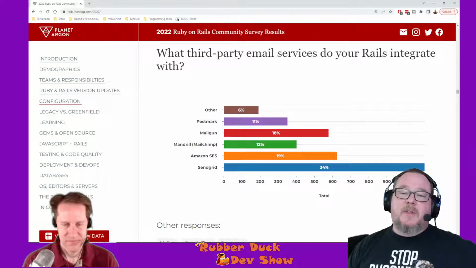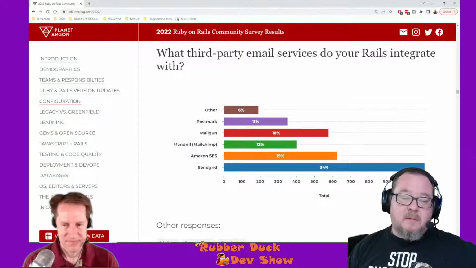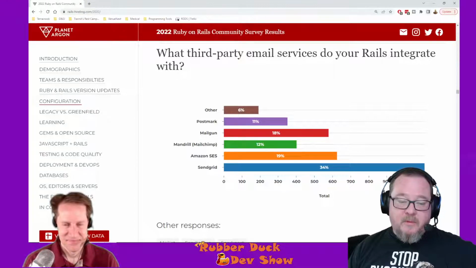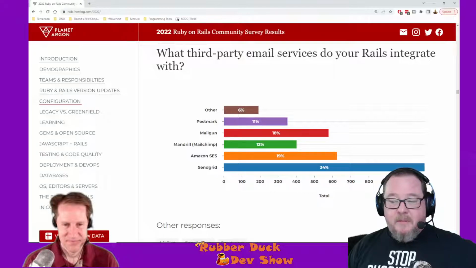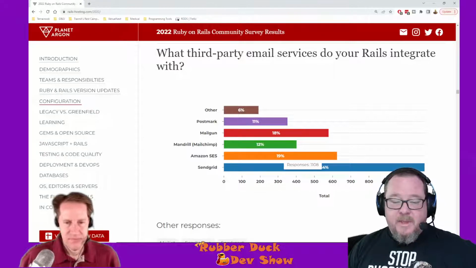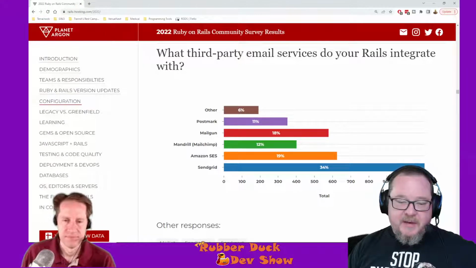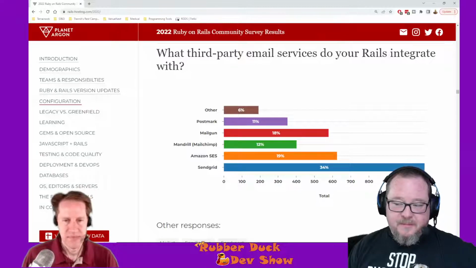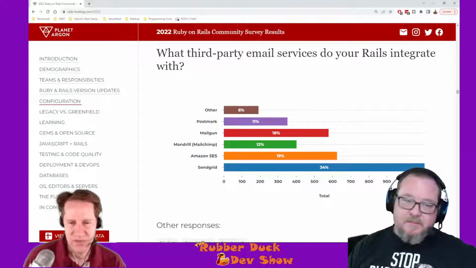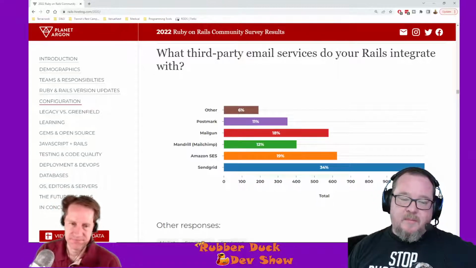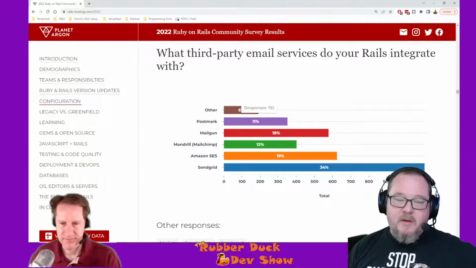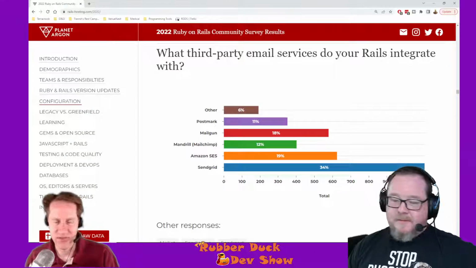Which third-party email services does your Rails app integrate with? Me? None. Used to integrate with Mandrill, but they don't do that anymore. But SendGrid is all I ever hear, so this doesn't surprise me either. I'm actually using SparkPost. That's not even on here. Again, another other.